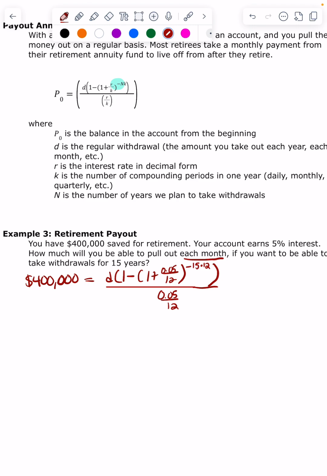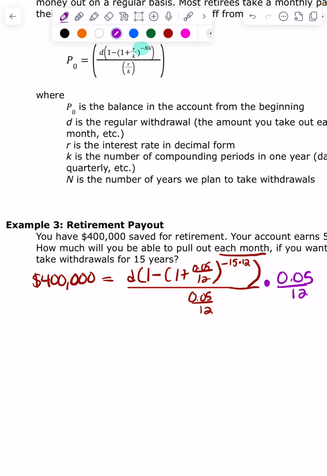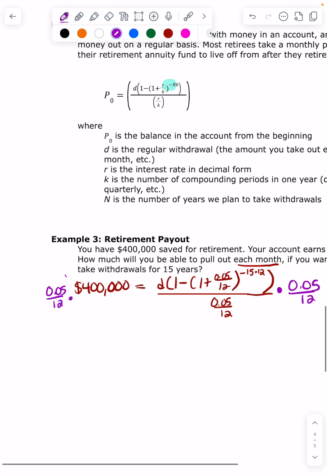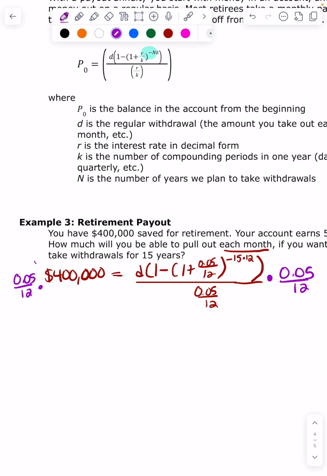Okay, we're going to be seeing this again in the next lecture. So if you don't get it this time, be patient with yourself. Hopefully it'll click next time. What I'm going to do, and you'll see why in a minute, is multiply both sides by 0.05 over 12. Which might seem kind of crazy, but as long as you do the same thing to both sides, you can do whatever you want to an equation. But what happens with that is these are now gone.